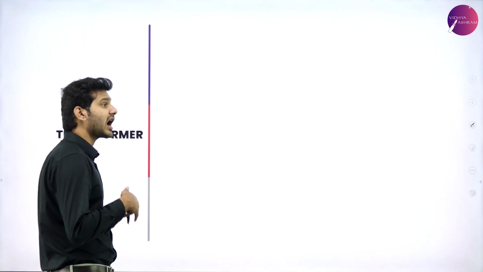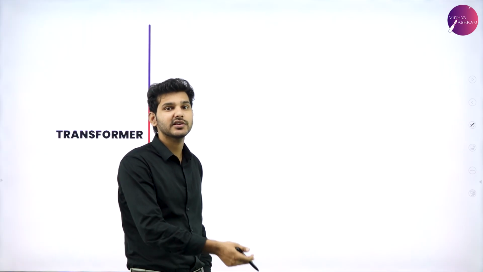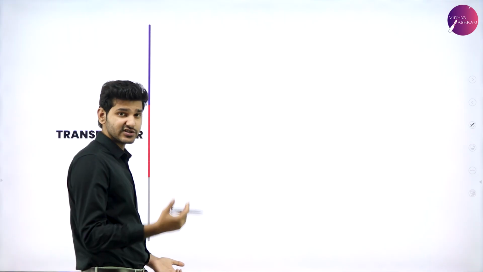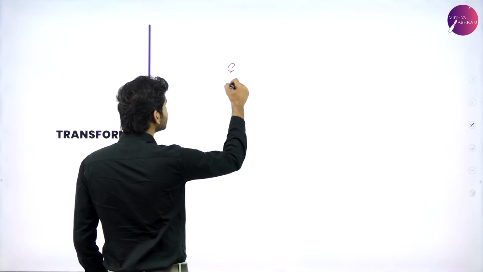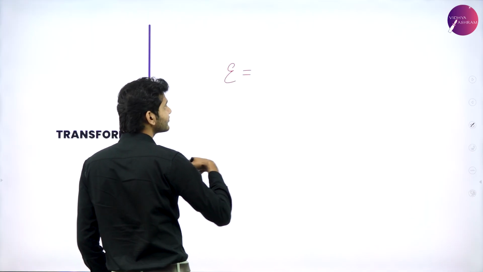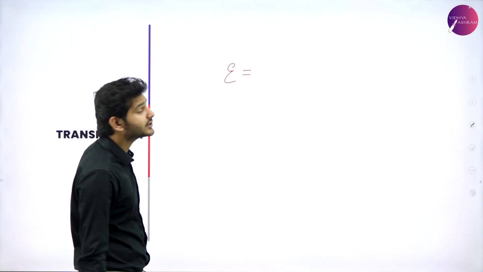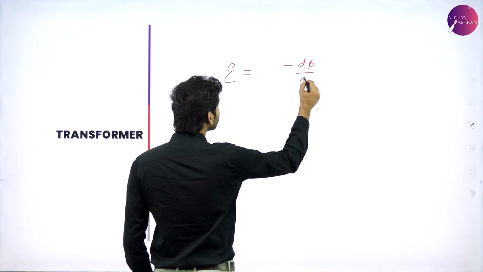I am considering an ideal transformer because the entire input is converted to output, there is no loss, it is perfectly wound, it is not loose. So if I am considering an ideal transformer, then I can say that the EMF induced, E, will be equal to, we already saw the equation in the previous chapters, E is equal to negative d phi by dt.